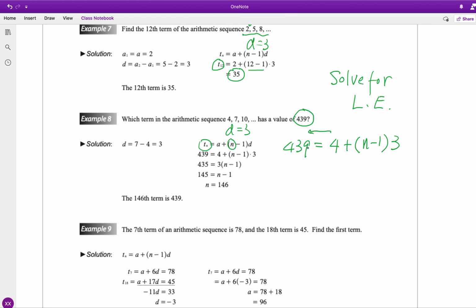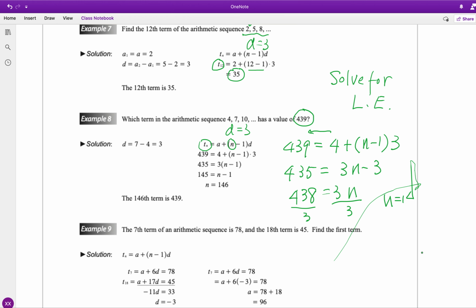Move this 4 to the other side. That becomes 435. And then this becomes 3n subtract 3. And move this one to the other side. Now it becomes 438 equals 3n. And divide by 3 on both sides. And now n equals 146.